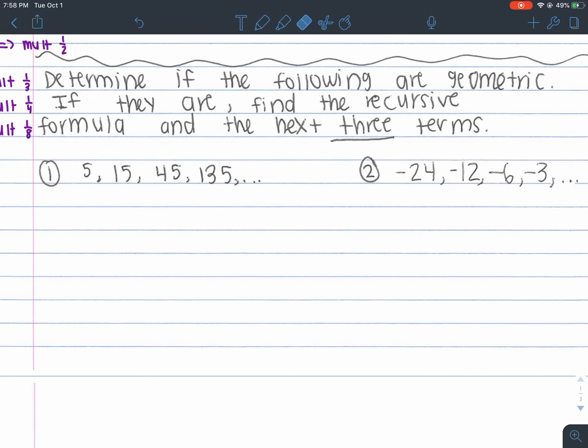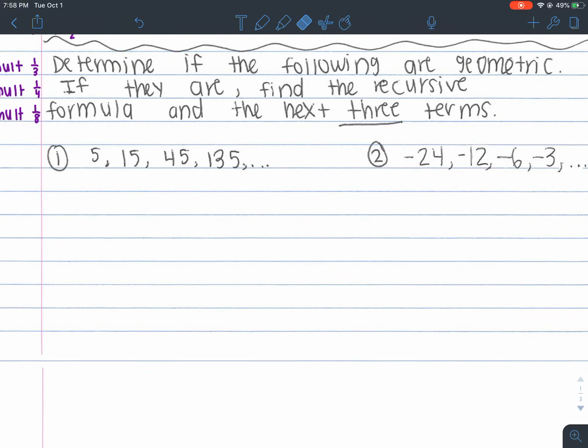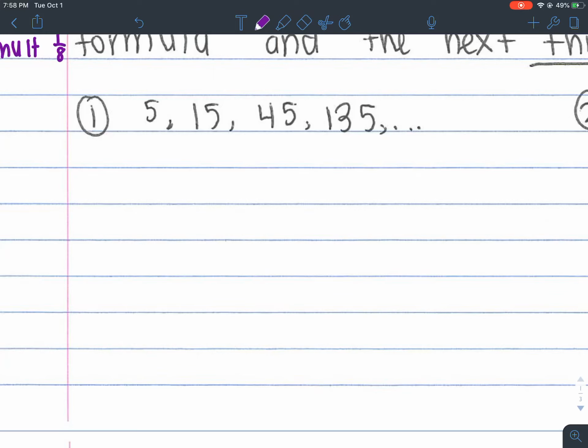Okay, so determine if the following are geometric. If they are, find the recursive formula and the next 3 terms. Okay, so starting with number 1, I need to figure out if this is geometric. Remember, geometric sequences is when you multiply something to get from term to term. So as I go from 5 to 15, well, how would I get from 5 to 15? I have to think in the mind of multiplication. I'm like, well, I could multiply by 3. Okay, let's go ahead and do times 3.